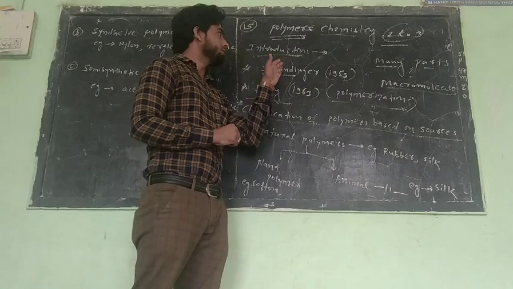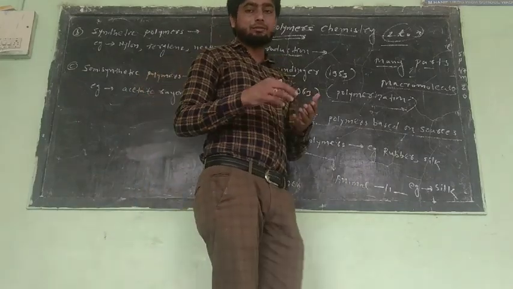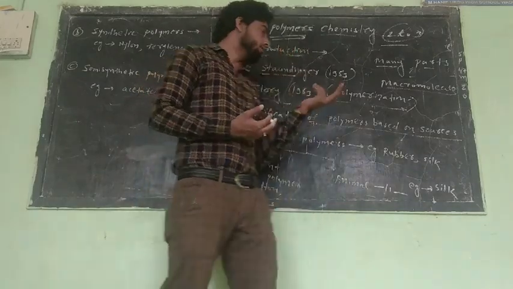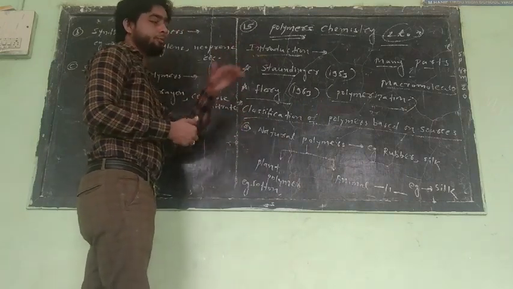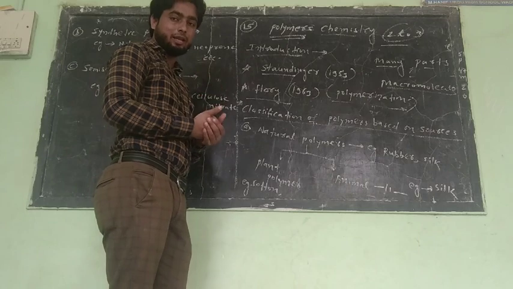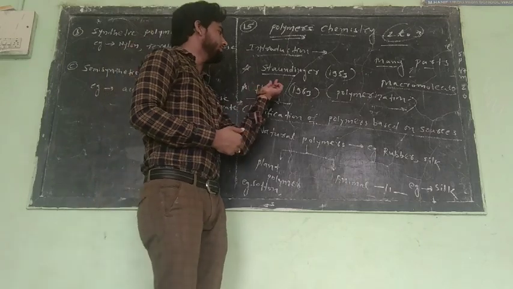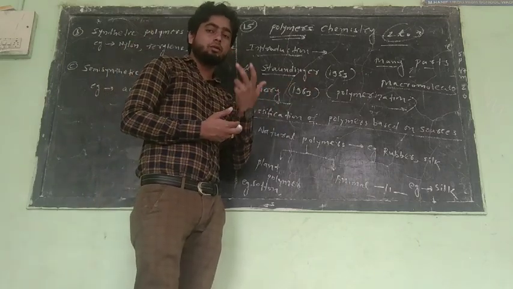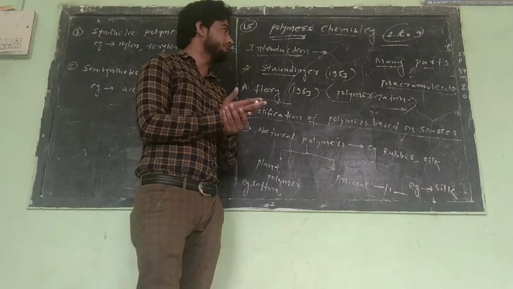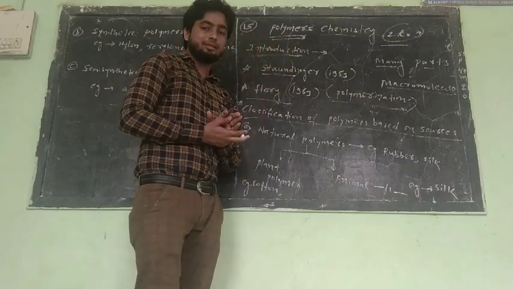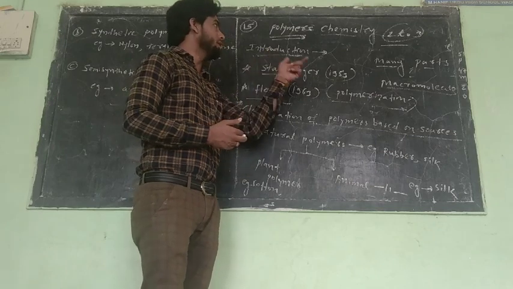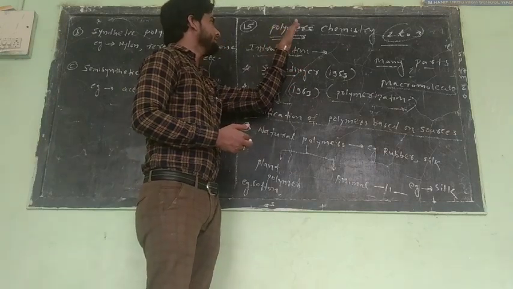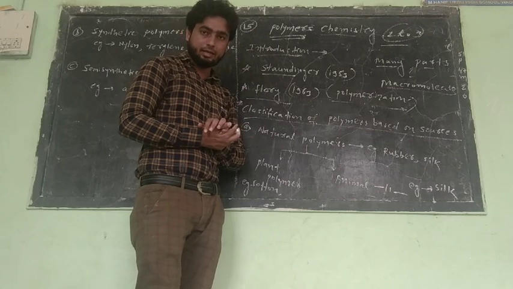So today we take different things which are prepared by polymers, like rayon and nylon. Different types of ropes are prepared by polymers. For example, PVC pipe and polythene are all examples of polymers.